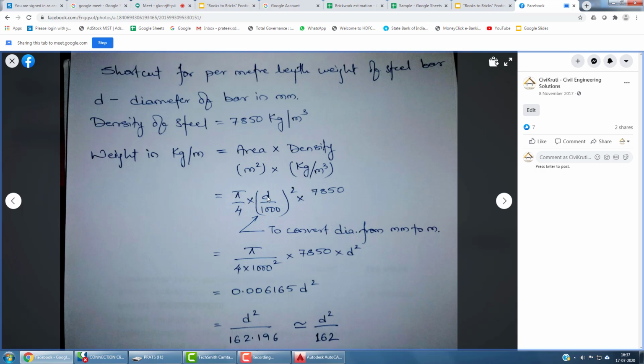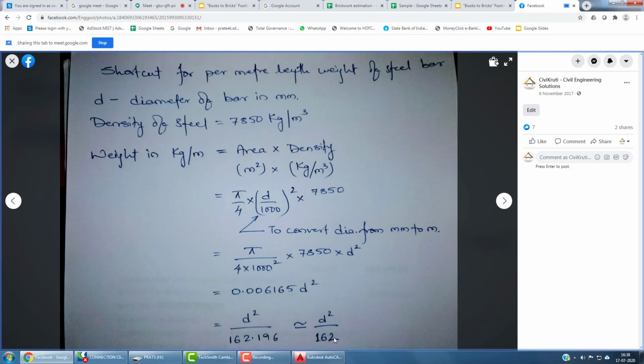Since the diameter that we substitute is in terms of mm, that is why I am dividing it by 1000 to convert the dia from mm to meter. Density is in kg per m cube. So pi by 4 into d square. D square we keep as it is, and when we calculate all of this, we get this factor. When this number is divided, you will be getting d square by 162.